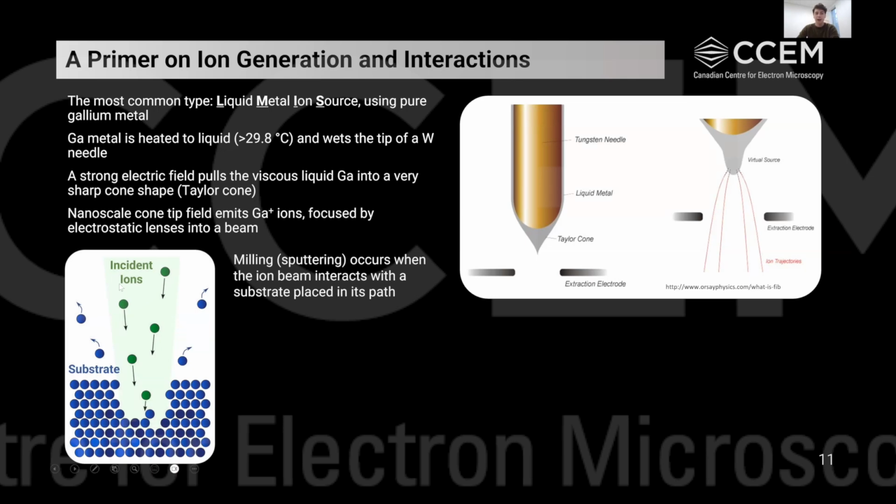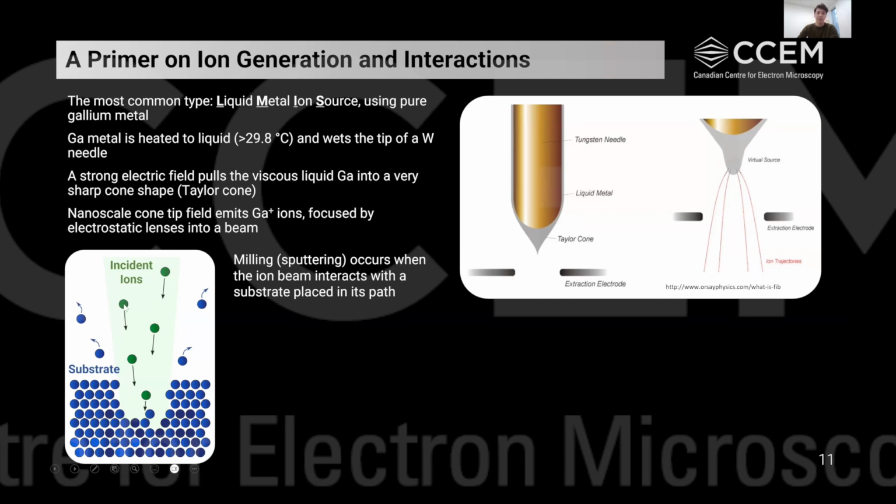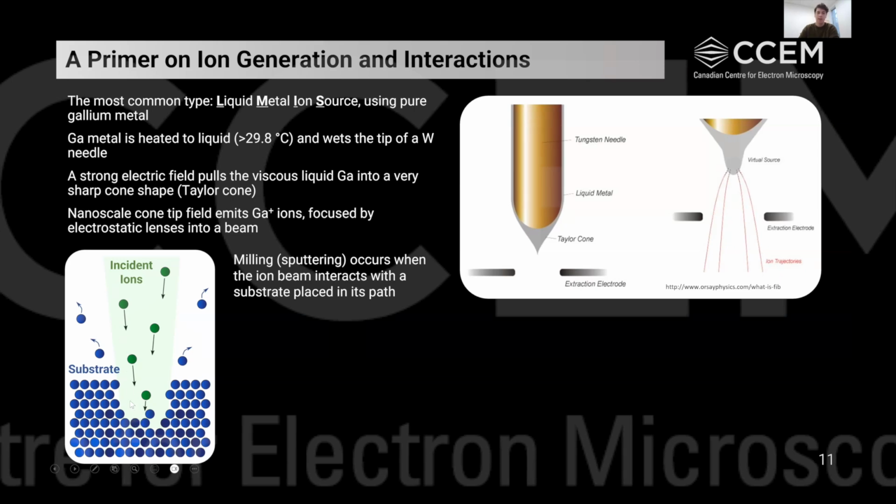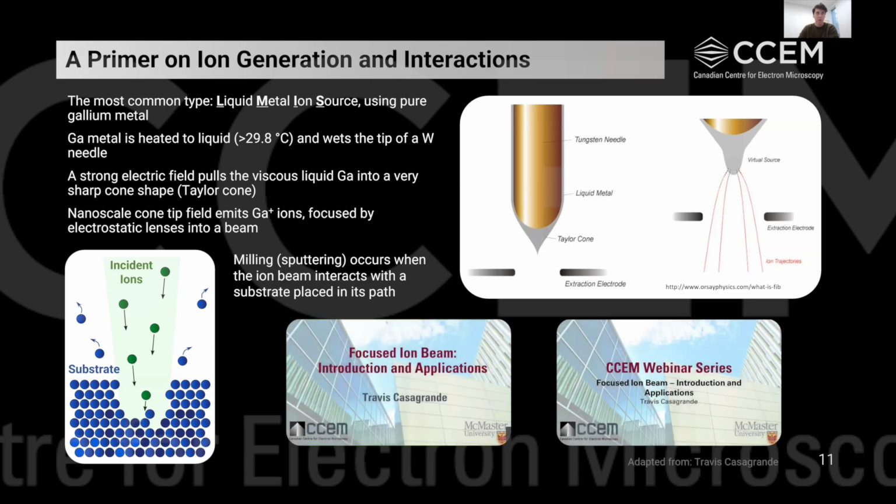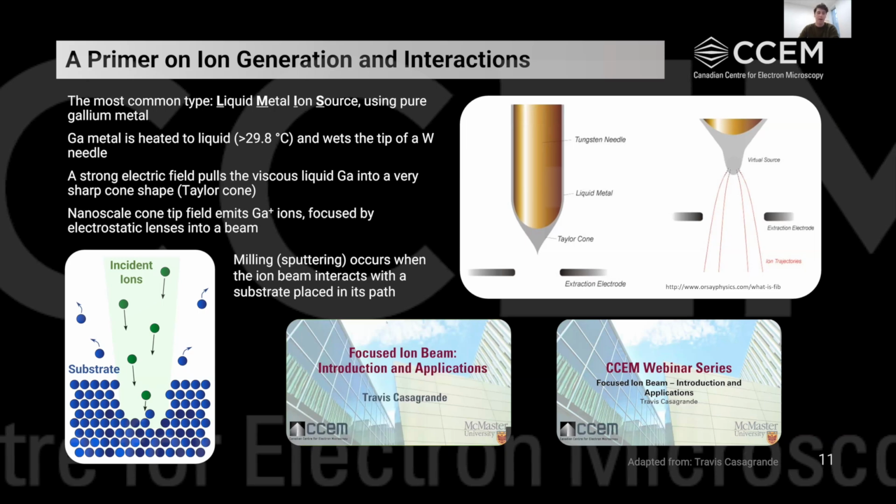These incident ions then come in towards our sample of interest, and they're actually ablating away atoms within the substrate. These incident ions have a specific momentum associated with them. They break the atomic bonds as they're colliding with the substrate material, and the result is a milling or sputtering effect when the ion beam is rastering over the sample surface. And if you want more information about FIB as a technique as a whole, I recommend checking out two of our previous webinars from Travis Casagrande about FIB applications and introduction as well.